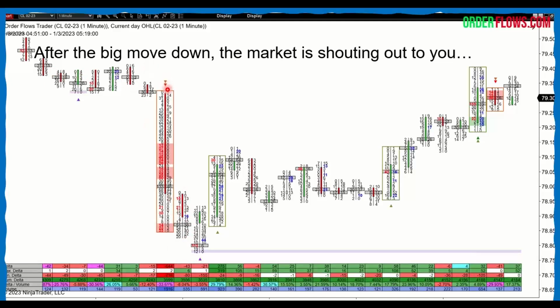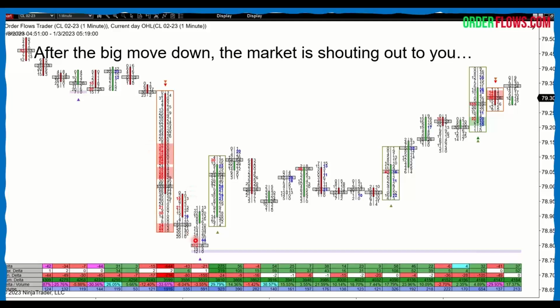I mean, look at that big, almost capitulation bar, minus 544 delta. Then the next bar, it drops down to just minus 43 delta. And then minus 21 as the market starts reversing. We're getting a bunch of buying imbalances taking place.